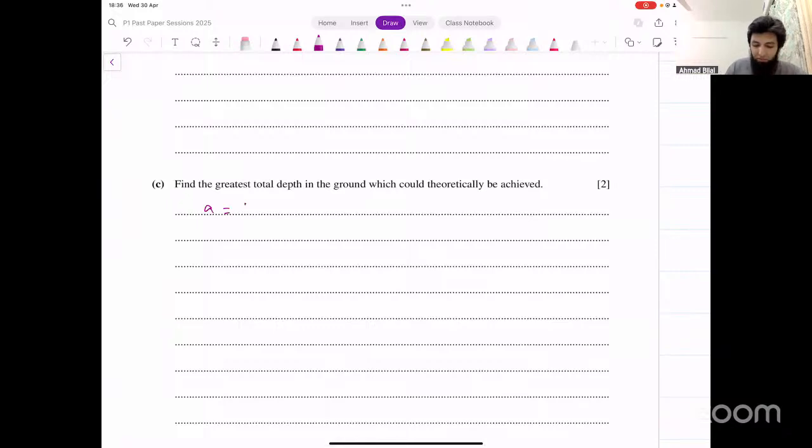A is equal to 50. R is equal to 0.8. Just find the sum to infinity for that. A over 1 minus R. That will be 50 over 1 minus 0.8. And you can see what that turns out to be. 50 over 0.2, that's 250. And that's the final answer that you got.